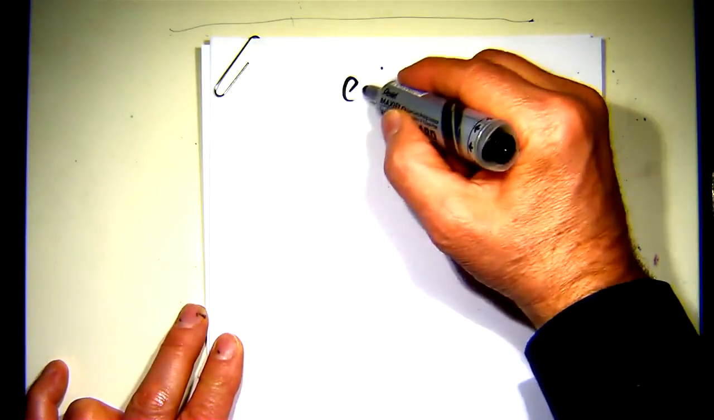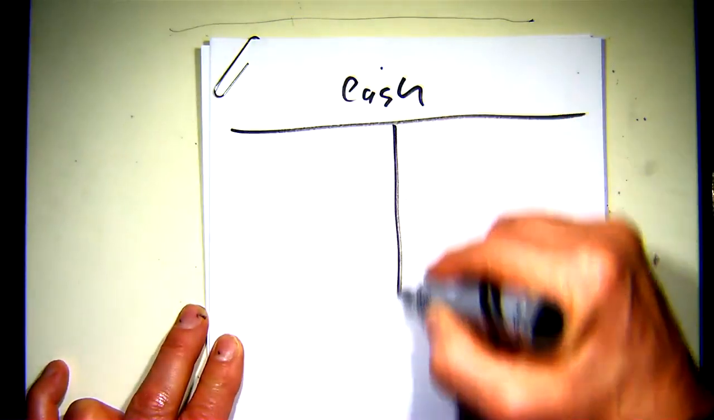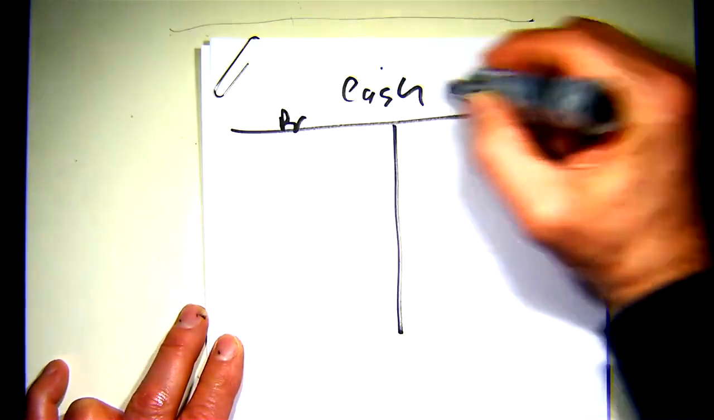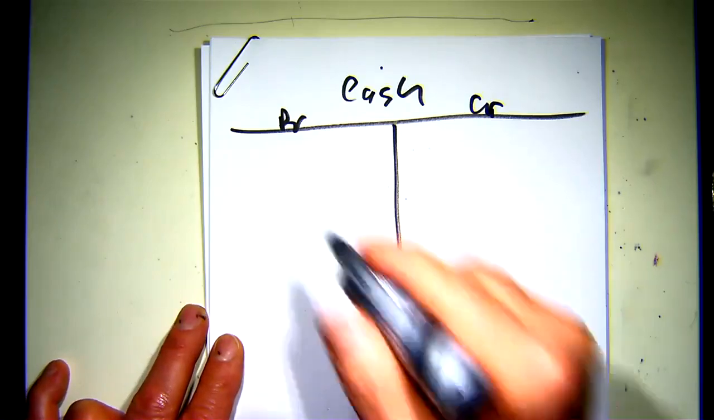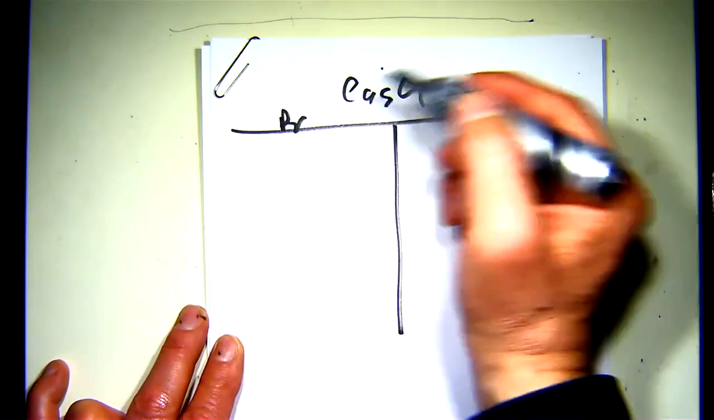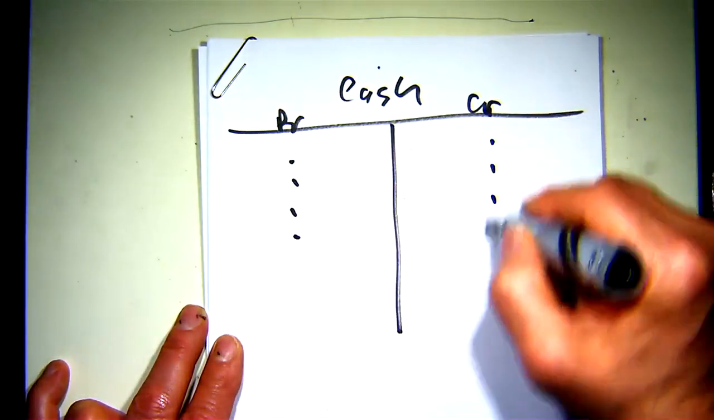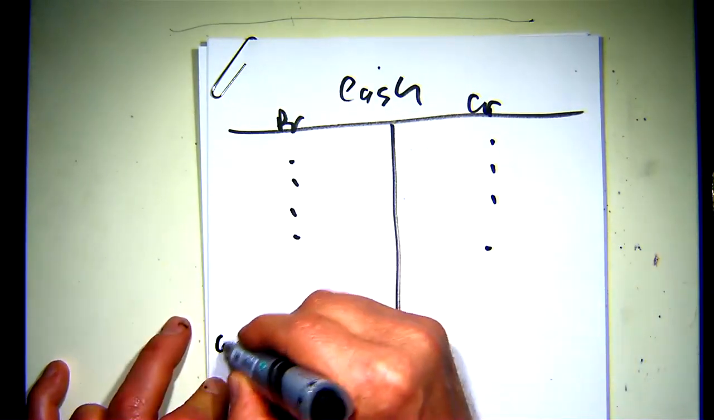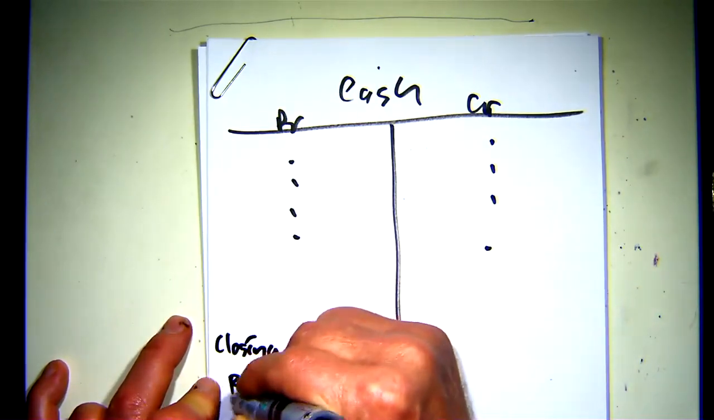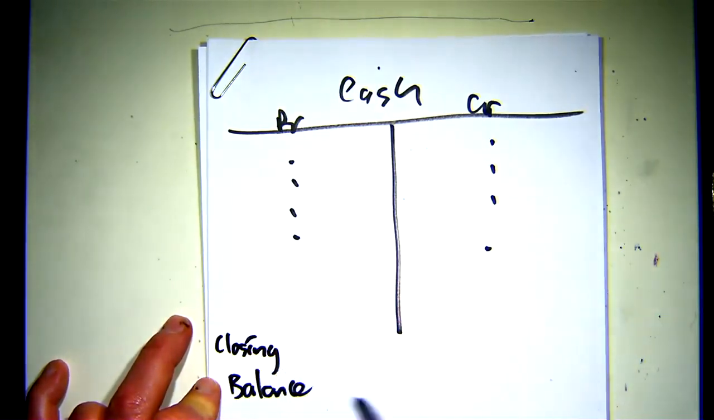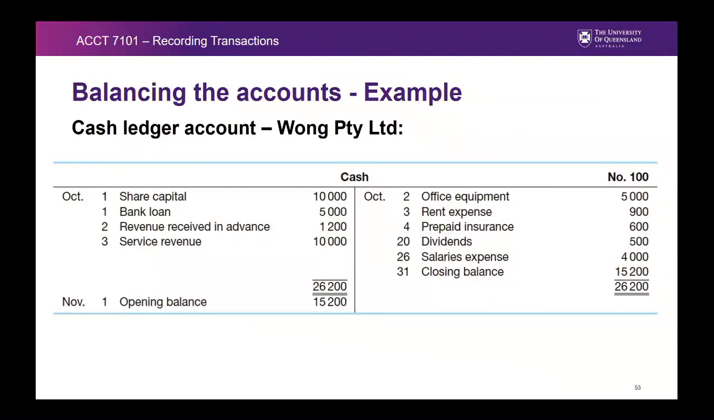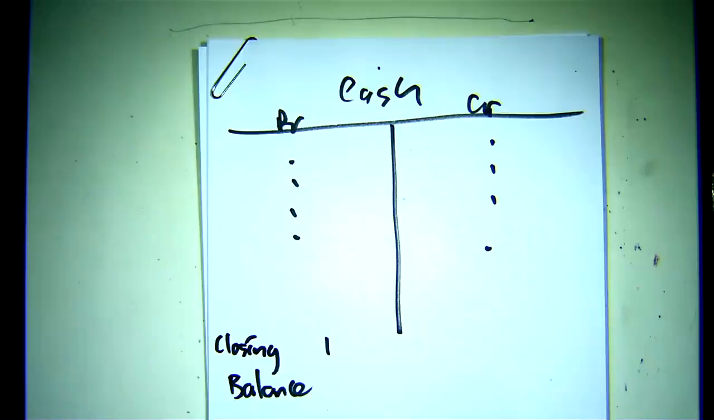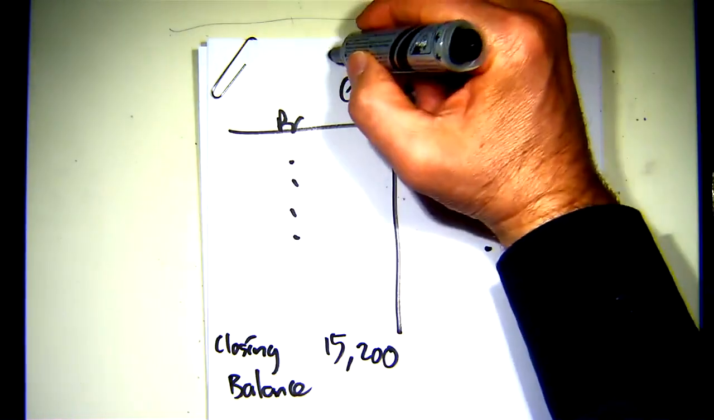If I have a T ledger for cash, I have debits on the left, credits on the right. With cash there was a series of transactions, debits and credits, and then we end up with a closing balance. I think it was something like 15,200. What was it? It's 15,200, yeah. So this is October.